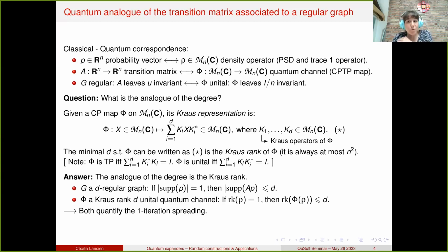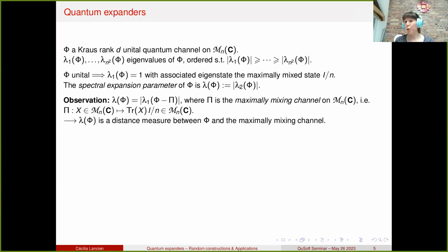And now we can really very straightforwardly define what we will call a quantum expander. So we will have such a unital quantum channel phi with Kraus rank D on n times n matrices. We'll denote by lambda 1 to lambda n squared its eigenvalues that we will order in non-increasing modulus. As we've already explained, the fact that phi is unital implies that its largest eigenvalue is 1 with associated eigenstate the maximally mixed state. And we will define its spectral expansion parameter as being simply its second largest eigenvalue.